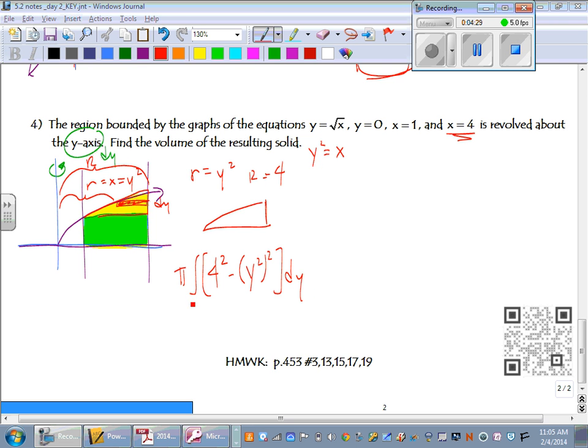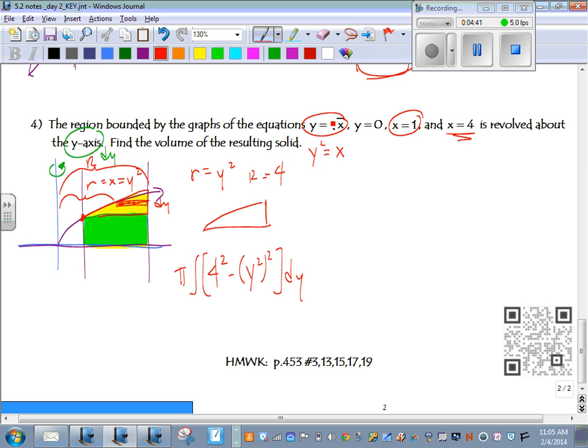So we need to figure out the lowest y value and highest y value. Well, this lowest y value occurs where these 2 graphs intersect. So that's the graph of x equals 1 and y equals square root of x. To figure out where they intersect, we can just substitute. Put 1 in for x. So y is square root of 1, which is 1. So this point right here is at 1, 1. So our lowest y value is 1.